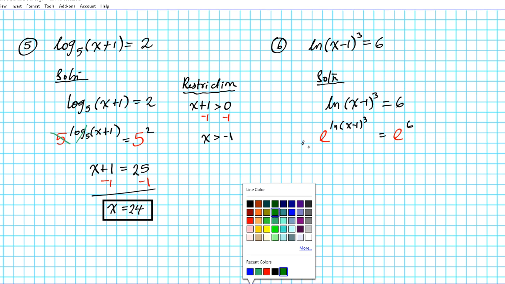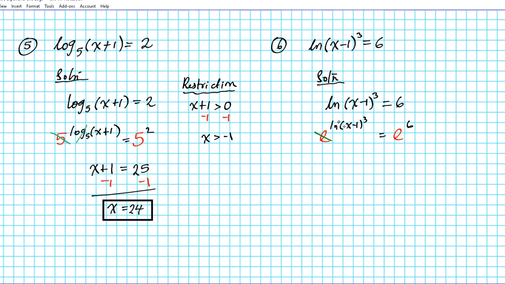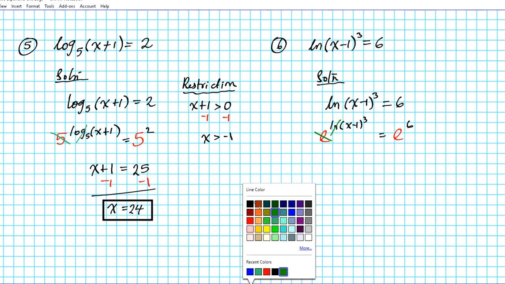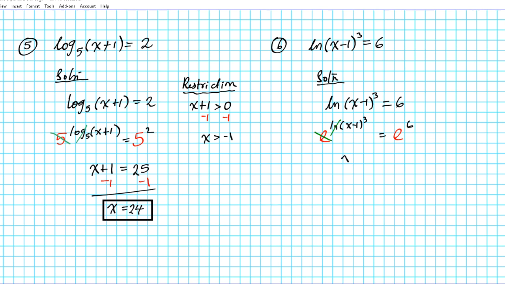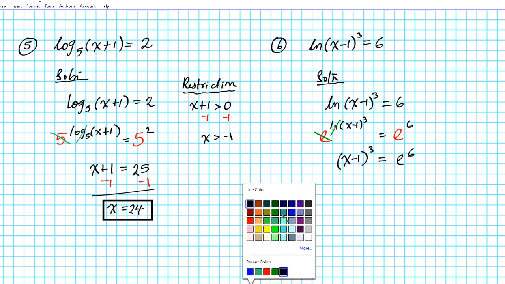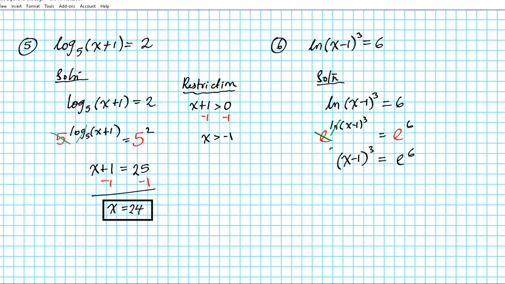On the left side, the inverse operations, e composed with ln, will cancel each other out since they're inverses. You bring down the logarithmic argument: (x minus 1) to the third is equal to e to the 6th power. Okay, so now to get rid of this power, which is the third power or cube, you do the inverse, which is the cube root, or you raise it to the 1/3 power. So I'm going to raise the left side to the 1/3 power. The same applies to the right side, raise it to the 1/3 power.